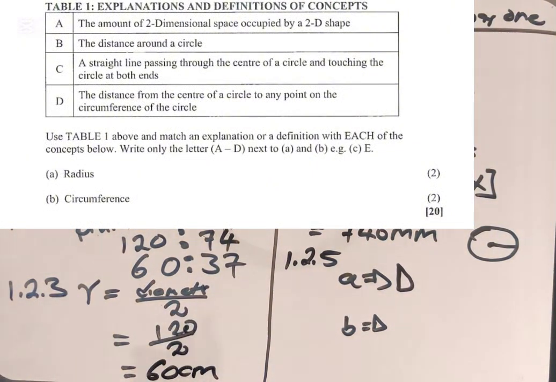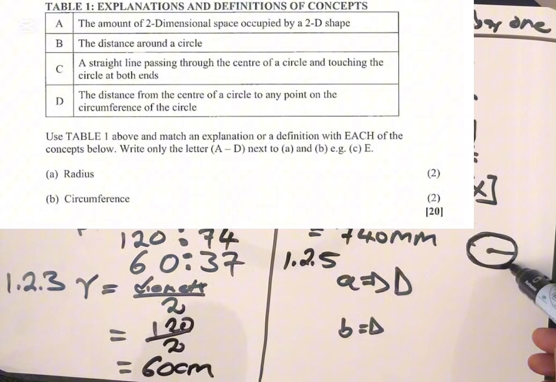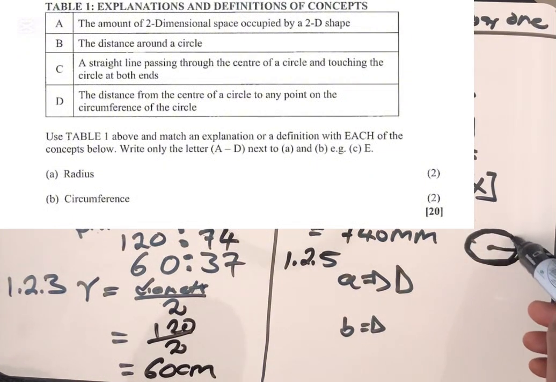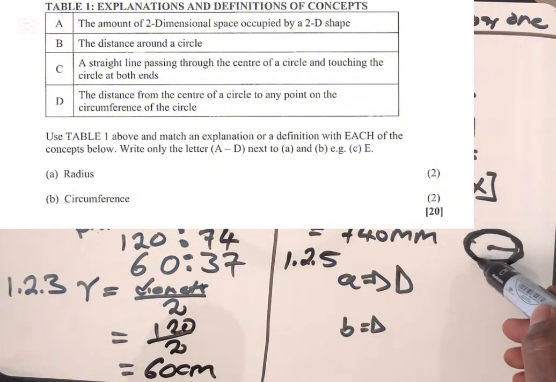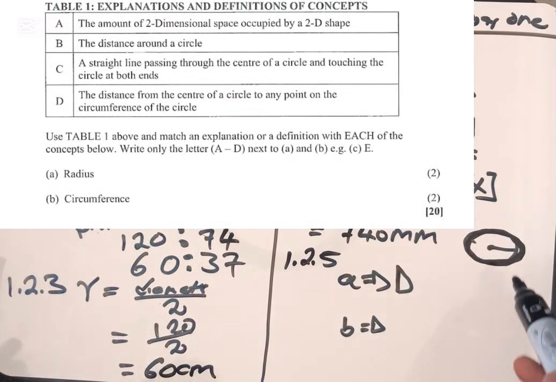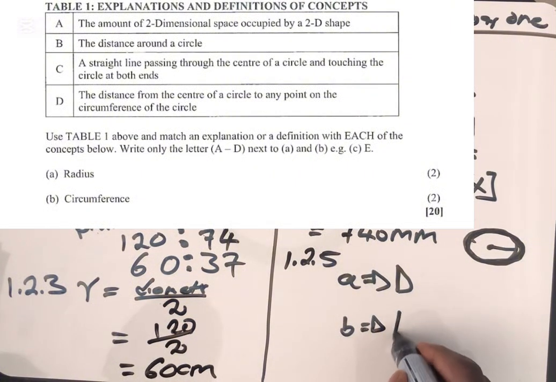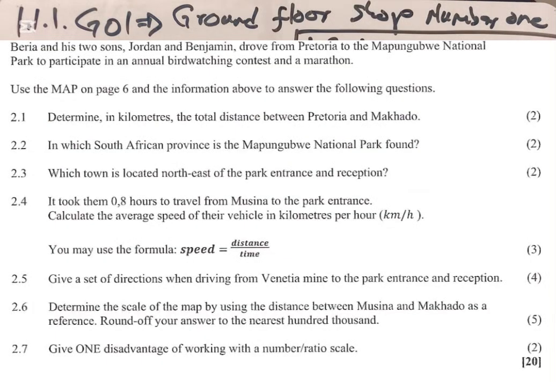Question A is D. Question B, they talk about the circumference. What is a circumference? It's the distance around a circle. So let's check if we have an explanation that talks about the distance around a circle. Distance around a circle is B, meaning that for question B, the answer is B. This was question 1, 20 marks. Let's move to question 2.